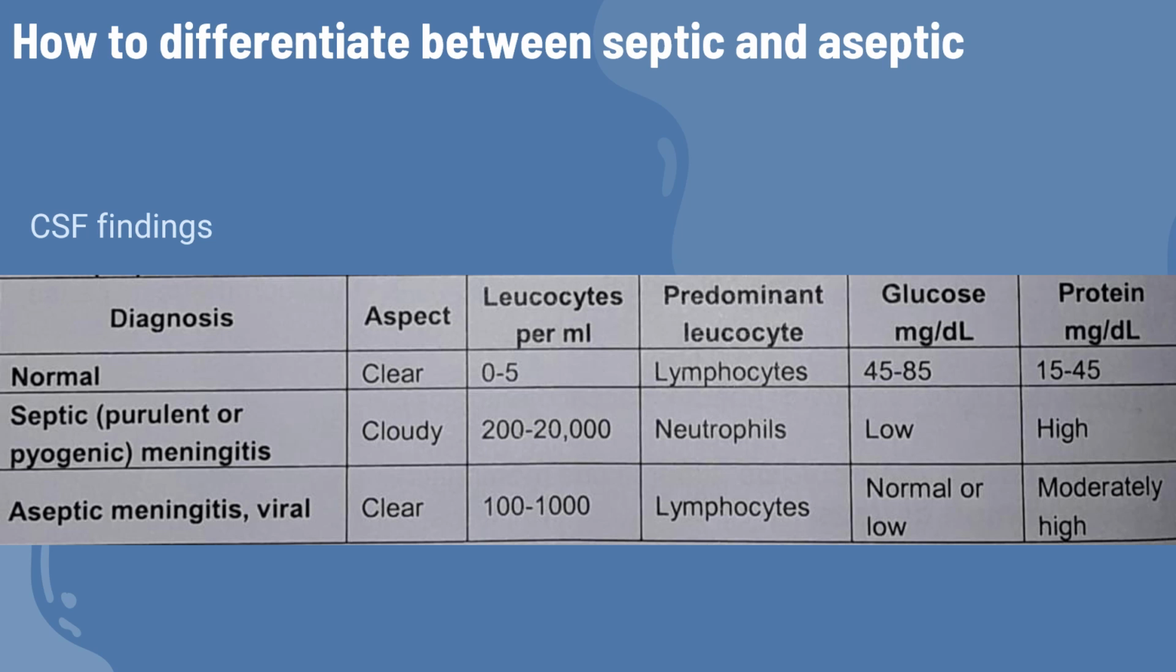In septic meningitis, the aspect is cloudy, and the leukocytes number from 200 to 20,000 per milliliter. The predominant leukocyte is neutrophils, glucose level is low, and protein level is high. In aseptic meningitis or viral meningitis, the aspect is clear, and the leukocytes number from 100 to 1000 per milliliter. The predominant leukocyte is lymphocytes, the glucose level is normal or low, and the protein level is moderately high.